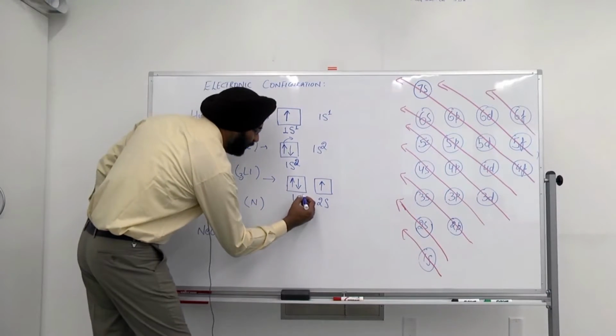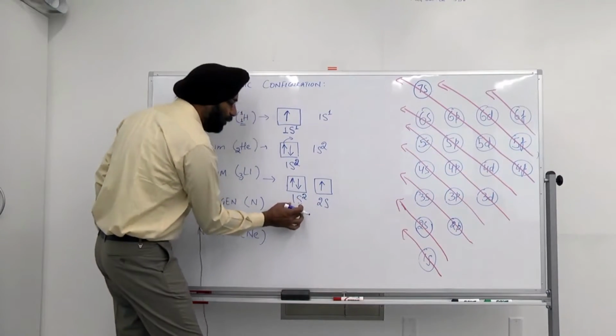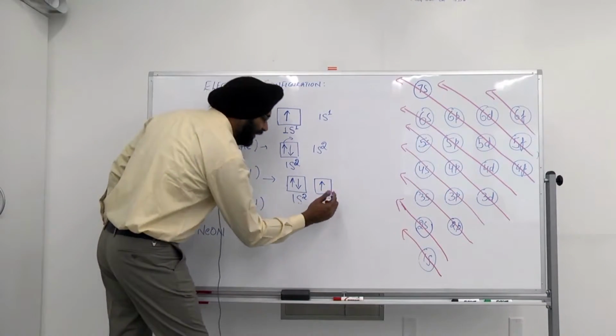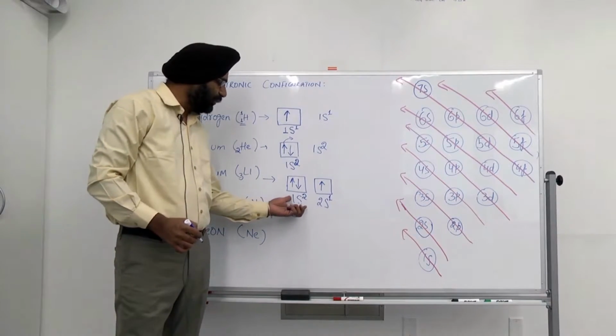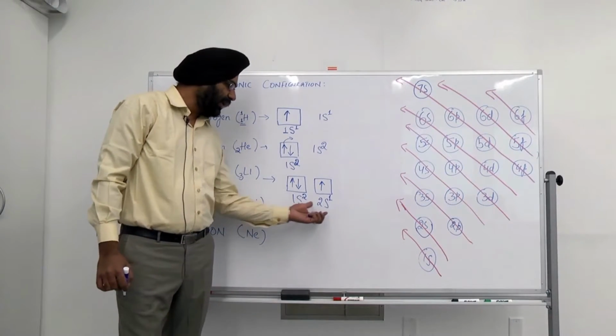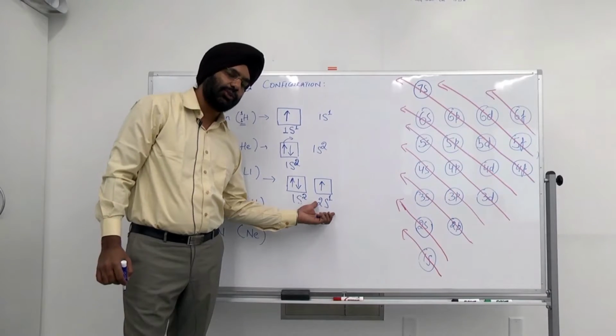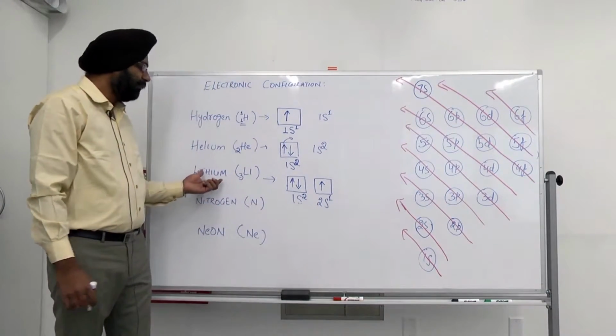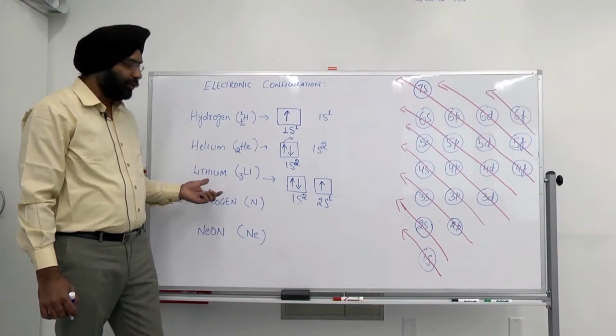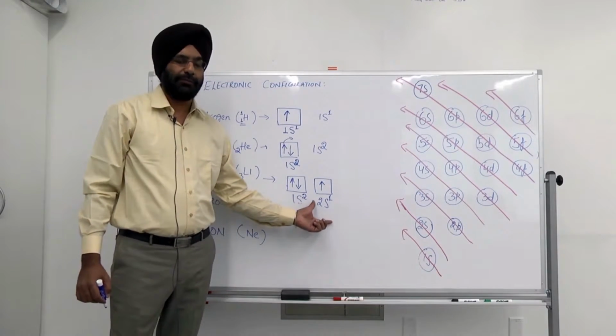So how am I going to write down the electronic configuration? 1s2 and 2s1. So what does it represent? That there are 2 electrons in the 1s orbital and there is 1 electron in the 2s orbital. So this is the electronic configuration for lithium. So this is a complete electronic configuration.